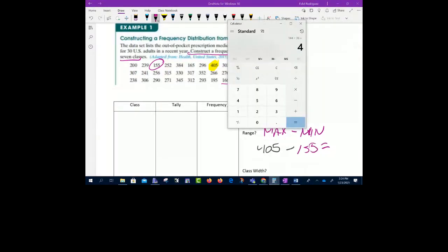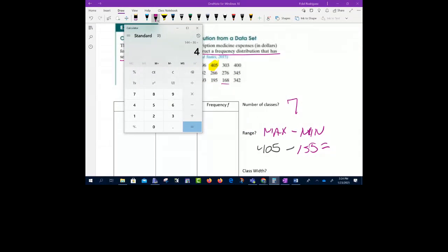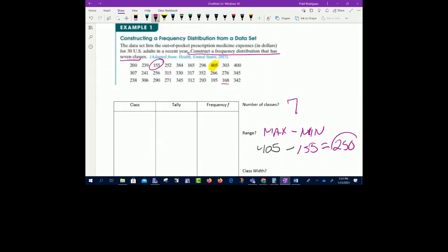Don't be shy. 155, absolutely correct. When I was looking at it, the first thing I saw was 168. I hadn't seen 155. So good, 155, perfect. What we're going to do now is go ahead and subtract. I'm going to take 405 minus 155. That gives us 250. There is our range.